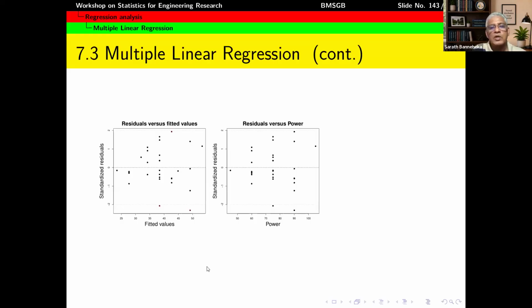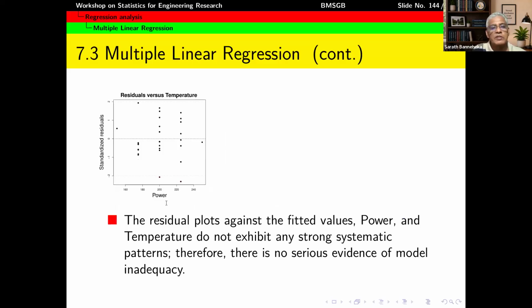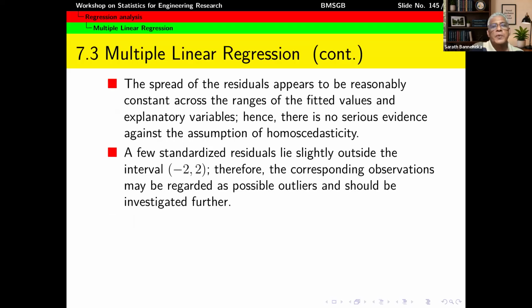And by a mistake, instead of plotting it versus temperature, I have again plotted versus power. This should have been temperature here. And actually, I have seen that graph. In that graph also, there was no pattern, right? So therefore, the residual plots against the fitted values, power and temperature actually do not exhibit any strong systematic pattern. Therefore, there is no serious evidence of model inadequacy, right? And also the spread of the residuals appears to be reasonably constant across the ranges of the fitted values and the explanatory variables. Hence, there is no serious evidence against the assumption of homoscedasticity.